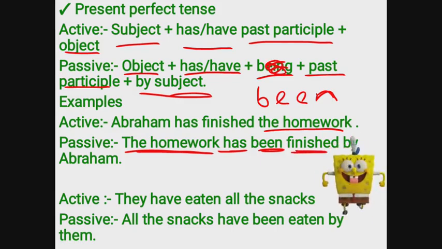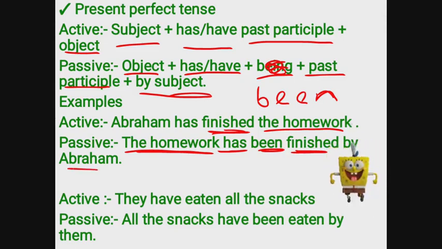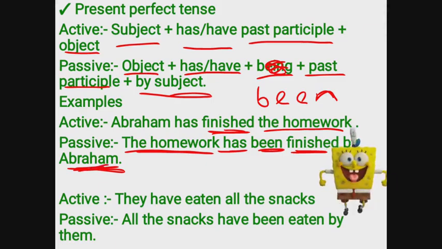So these verbs remain this way it is. Has been finished, then by who? By Abraham. Abraham has now become the object. So the homework has been finished by Abraham. I hope you're getting this very clearly.